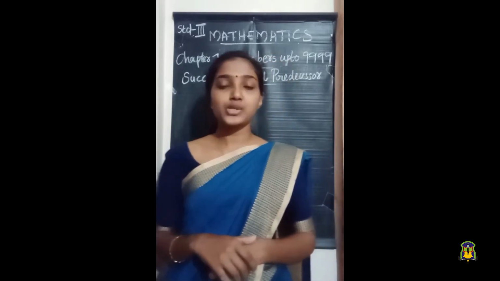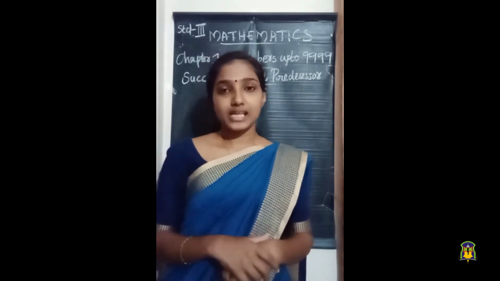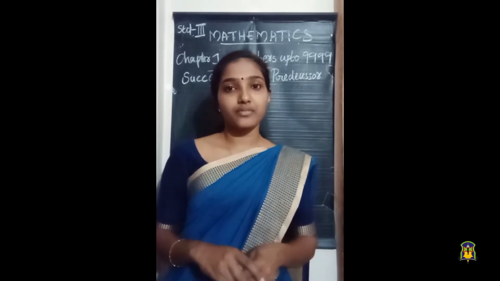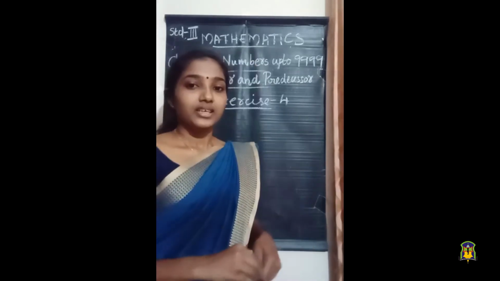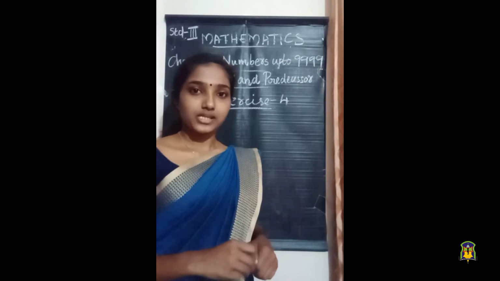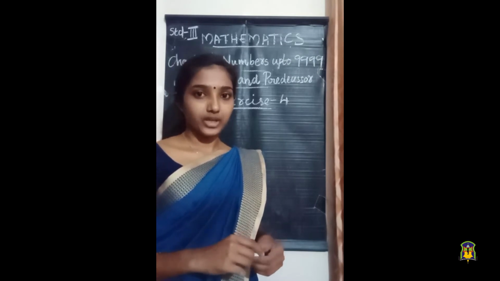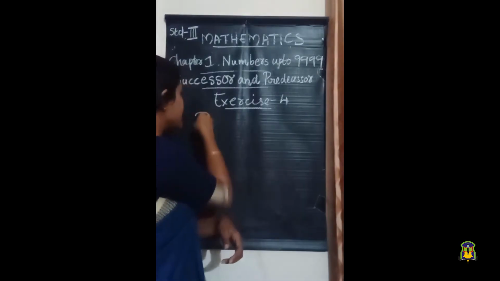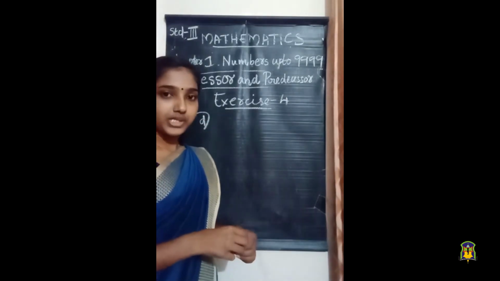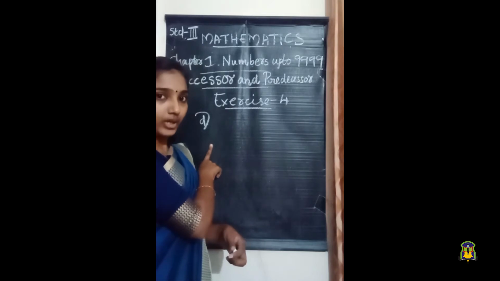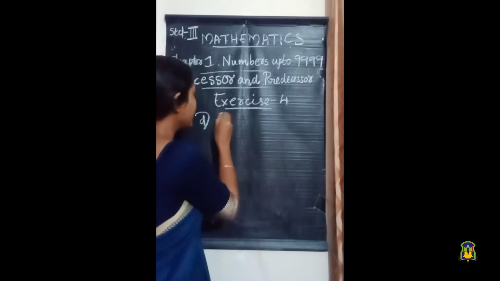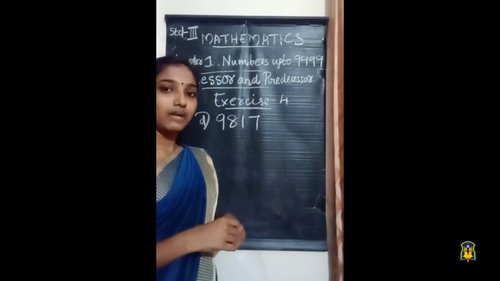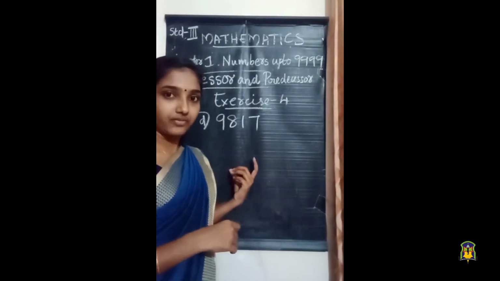In the text, you are given exercise 4 and in that the first question is to write the predecessor of the given number. And in that, we are doing the d question first. The number given is 9817. We have to find the predecessor of this number.